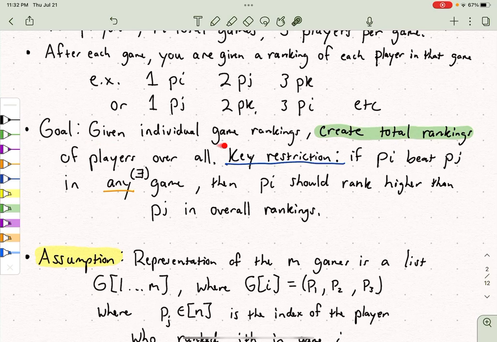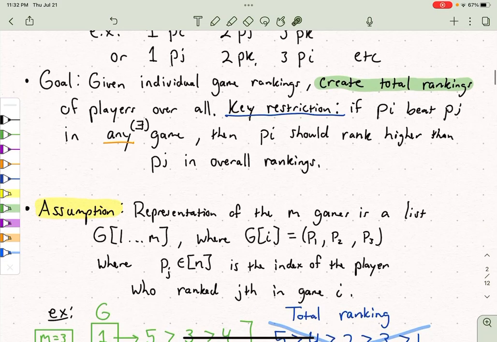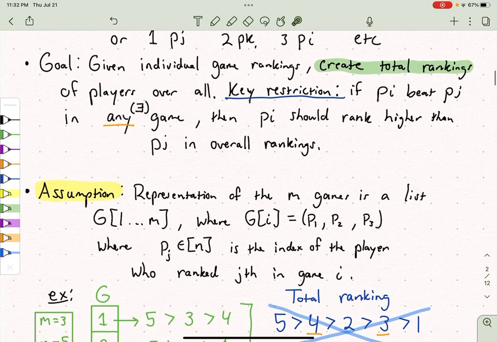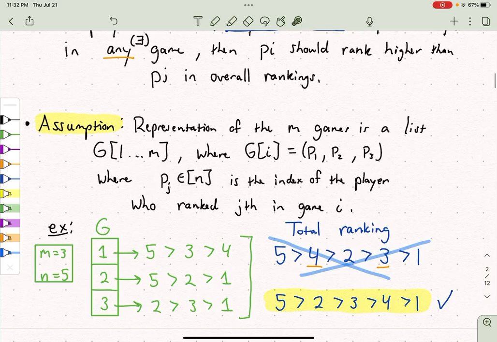So the key thing here is we're given all the individual game rankings, and we want to create the total ranking. And the key restriction here is that if player I beat player J in any game, so if there exists even a single game where player J was better than player I, then PI should rank higher than PJ in the overall rankings. And we're going to use a simple assumption for the input.